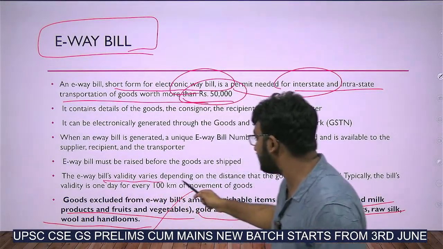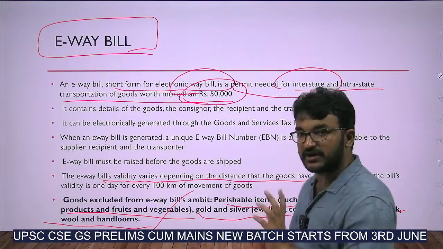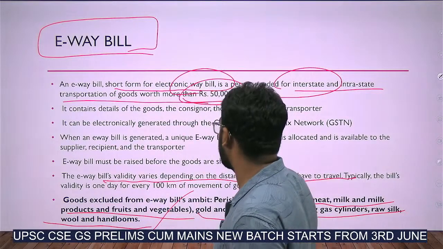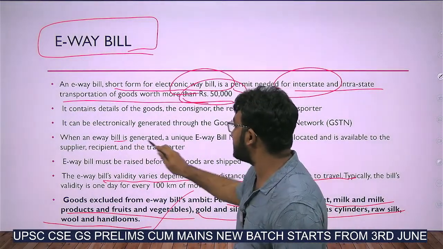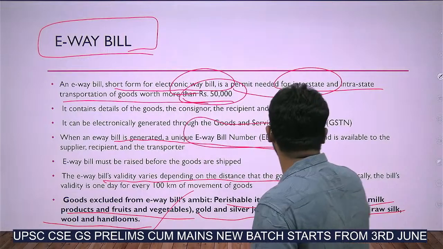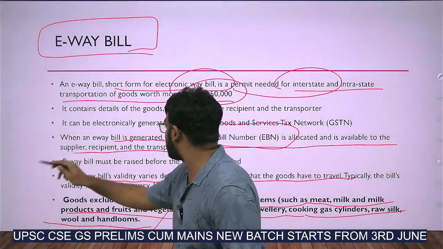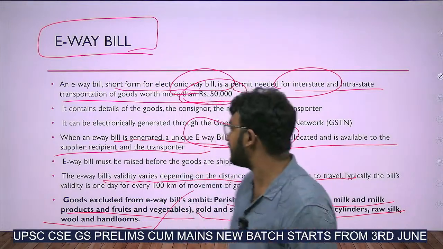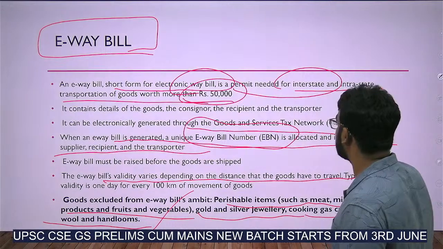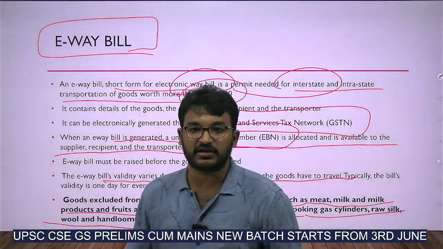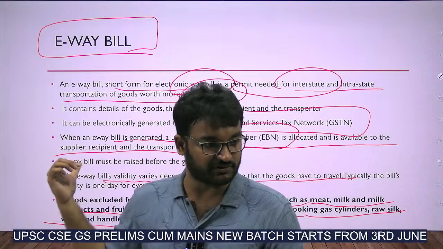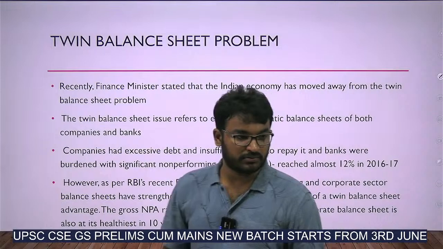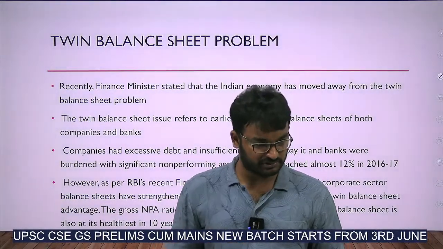The e-way bill's validity varies depending on the distance the goods have to travel. For longer distances, the validity will be more. When an e-way bill is generated, a unique e-way bill number is allocated and is available to the supplier, recipient and the transporter. On which platform is the e-way bill generated? It is generated electronically through the Goods and Services Tax Network. GST returns will also be filed in this network only. Sir, is it 100 kilometers or 10 kilometers? E-way bill is 10 kilometers, more than 10 kilometers.